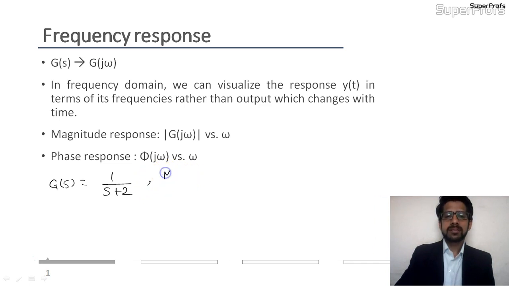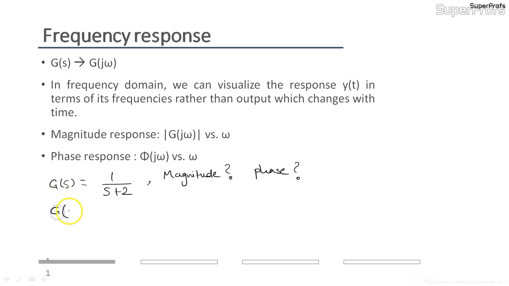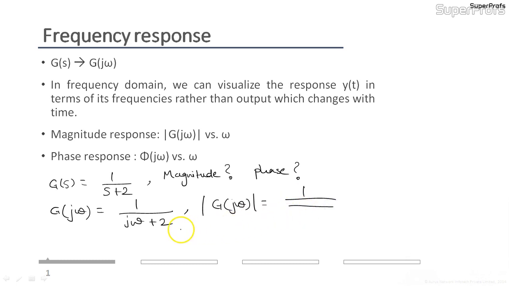If I want magnitude response and phase response, what I'll do is represent G(s) as G(jω), writing this as 1 upon jω plus 2. Now I am interested in magnitude, so I will write the magnitude of G(jω) is equal to 1 upon the magnitude of this particular complex function.